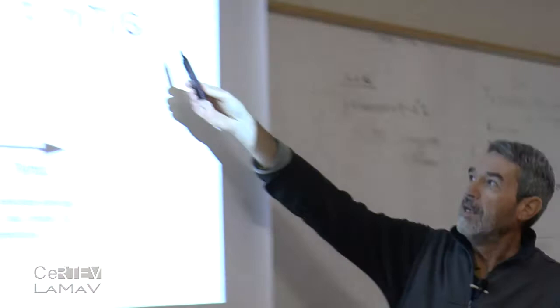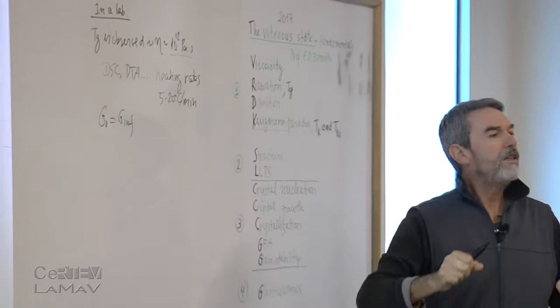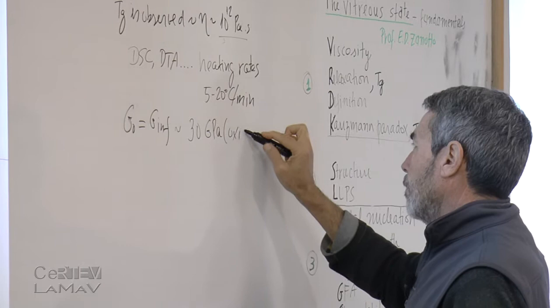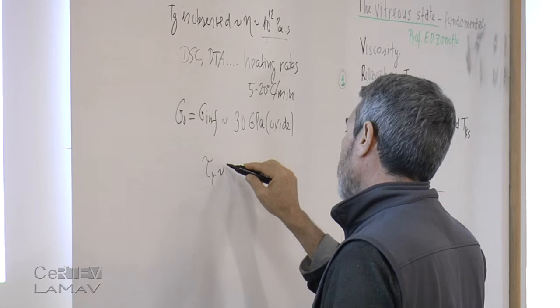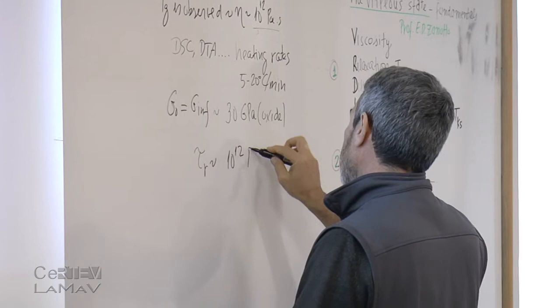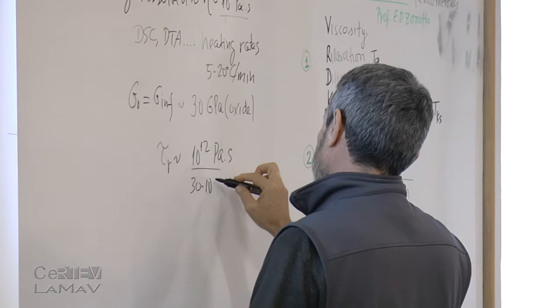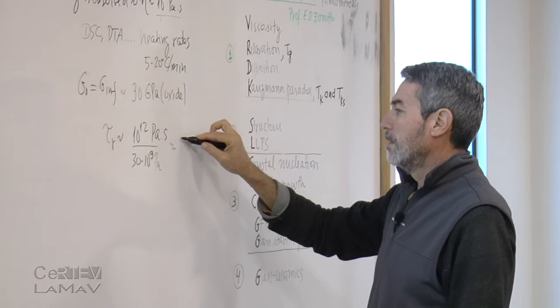Now, G infinity, this G zero, which is equal to the G measured at infinitely high frequency, is about 30 gigapascal for oxide glasses. So the characteristic relaxation time would be 10 to the 12 Pascal second divided by 30 gigapascal. So 30 times 10 to the 9 Pascal, which gives what? 33 seconds.